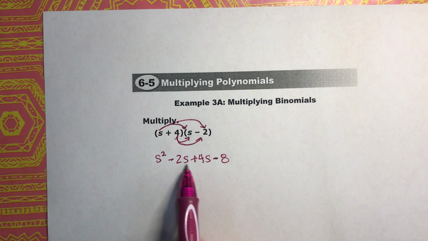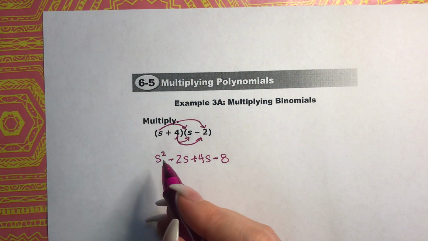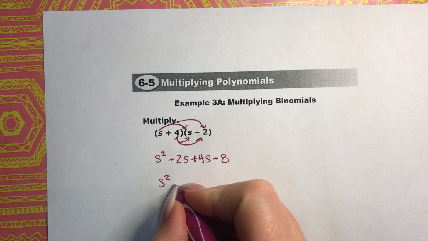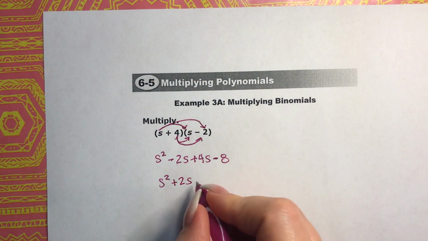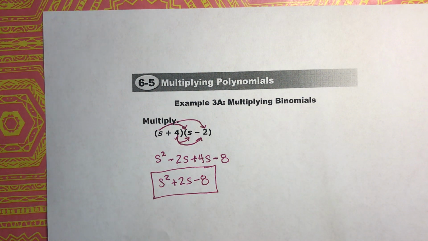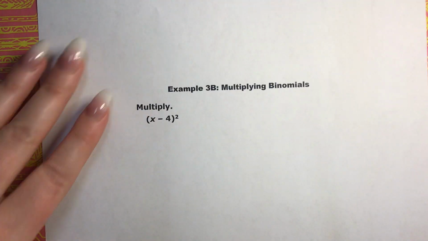Now we just simplify. We have these like terms, right? So we're going to go s squared, negative 2s plus 4s is a positive 2s, minus 8. And there we have it. There's our answer. Okay, let's go ahead and look at the next problem.